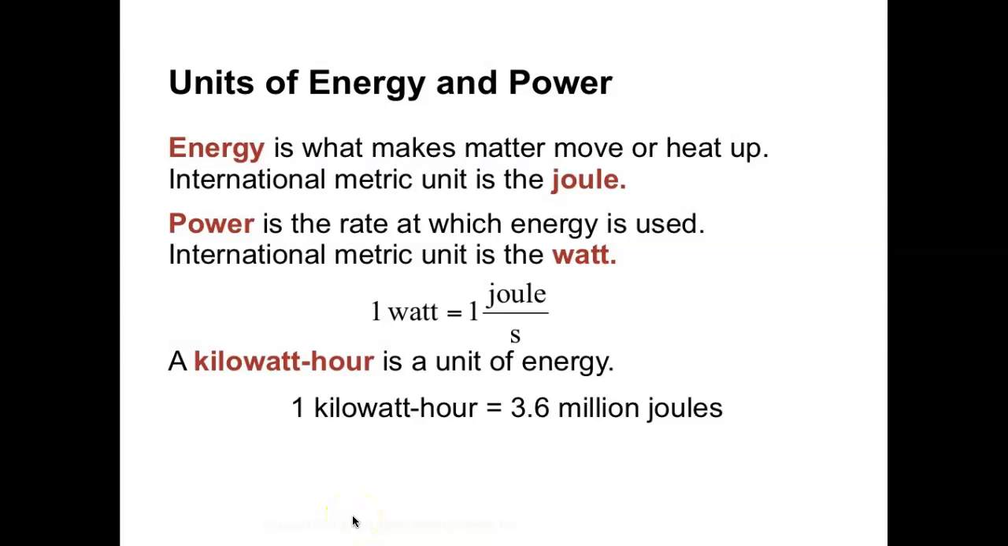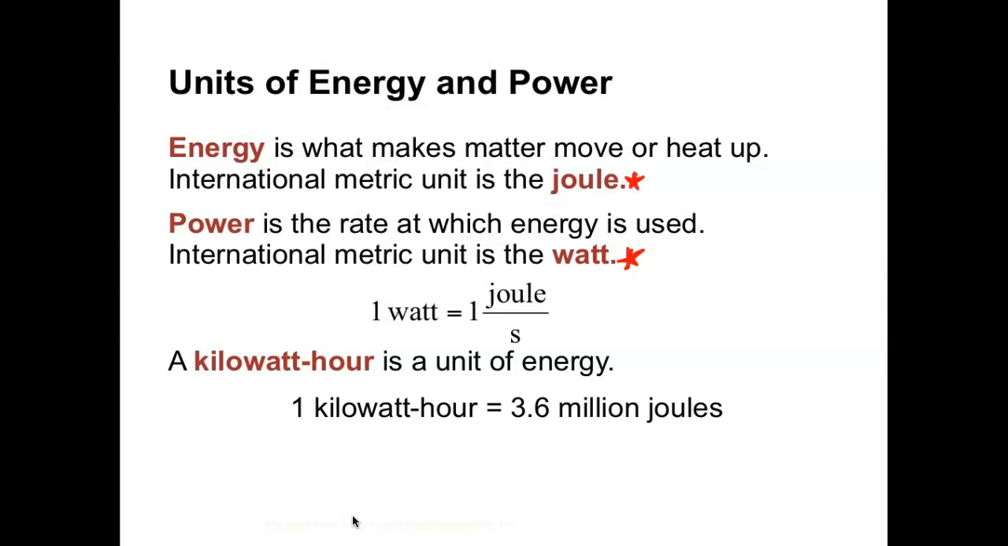Okay, so energy is what makes matter move or heat up, and the international metric is the joule. Power is the rate at which energy is used, and the metric for that is the watt, which is joules per second. A rate, in terms of energy, is something over time.